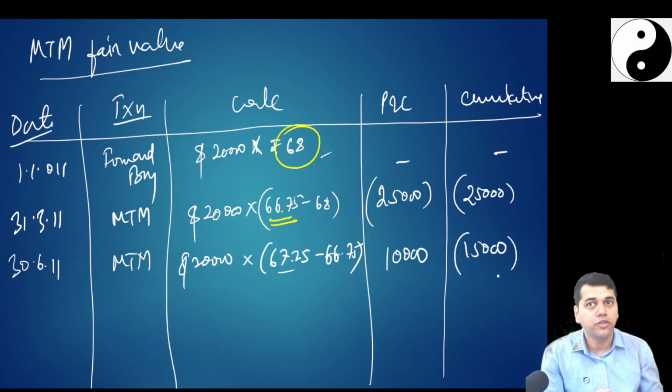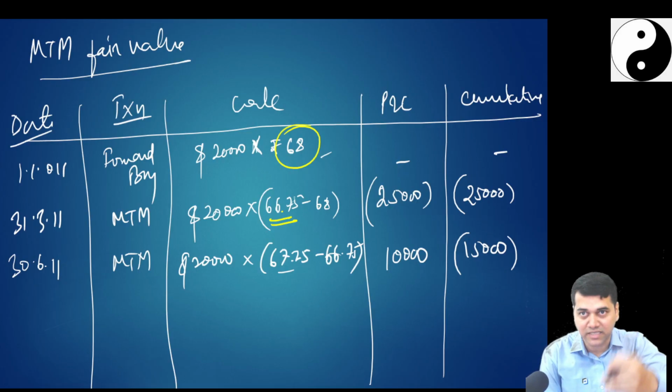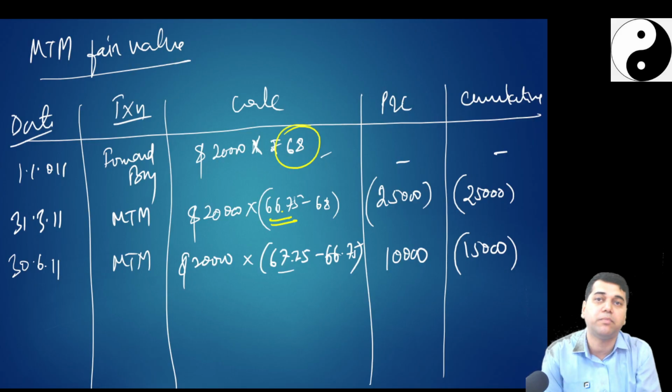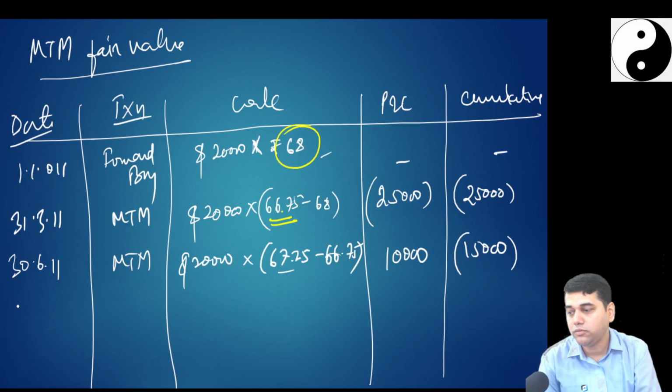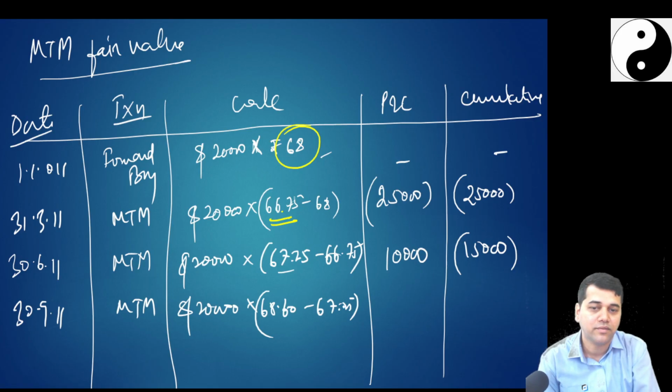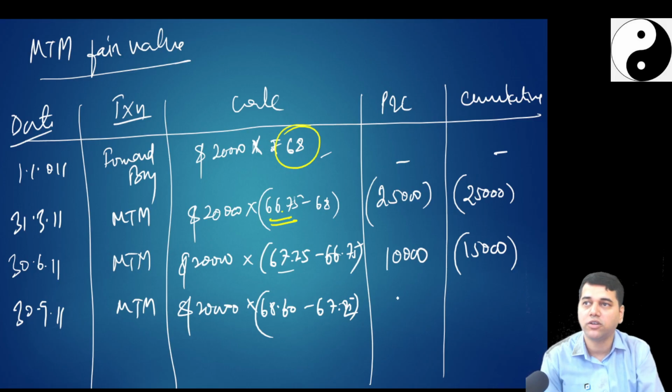That's what I'm trying to tell you. If you look cumulatively, you are unhappy. So whenever you talk about cumulative, you have to compare the current price with the original price. If you are talking mark to market, you have to just compare with the previous marked value. Now 30th September 11 comes. MTM. Happy or sad? Super happy. 68.60 minus 67.25. Correct? How much is the profit for this third quarter? 27,000. Cumulatively? 12,000 rupees profit you are sitting on now.